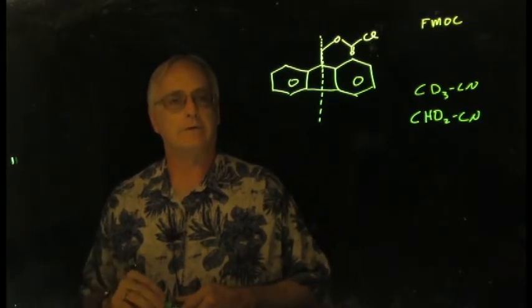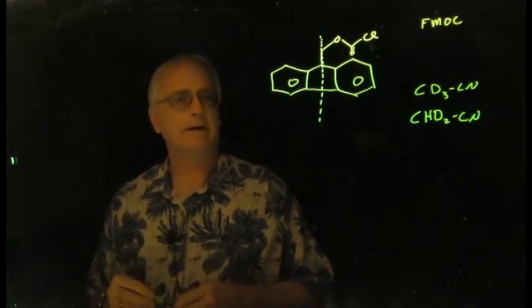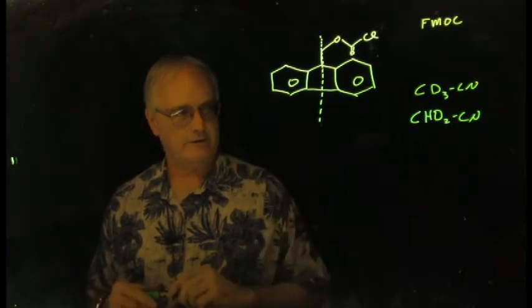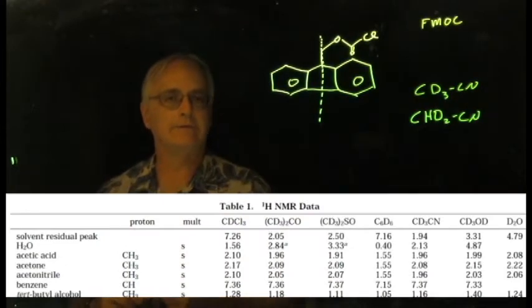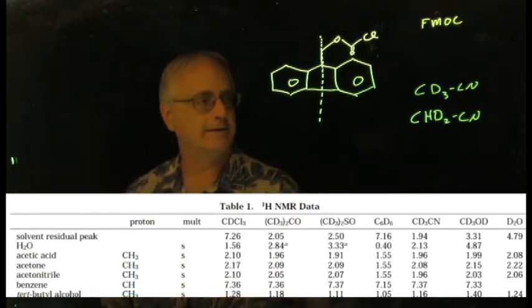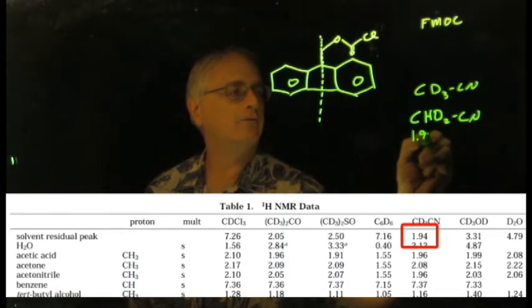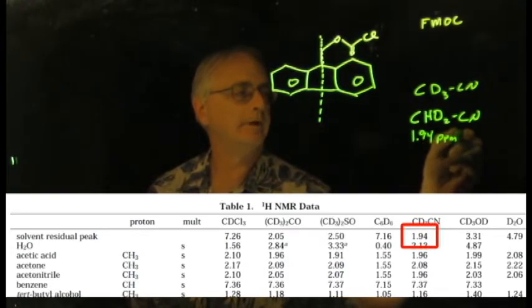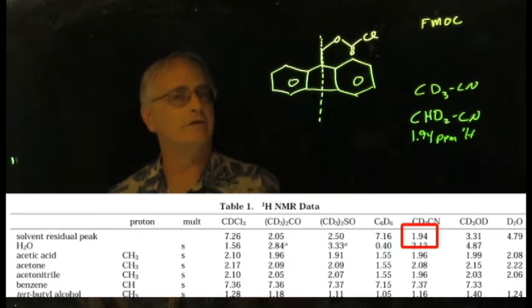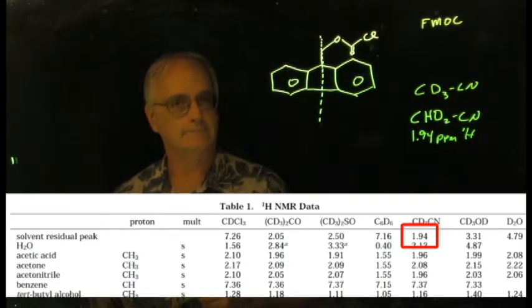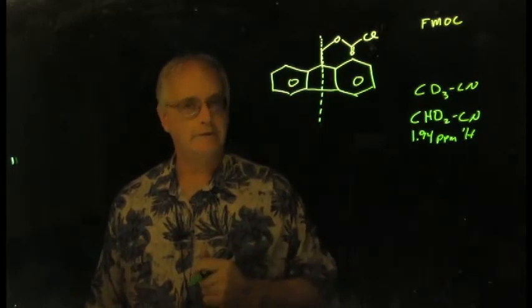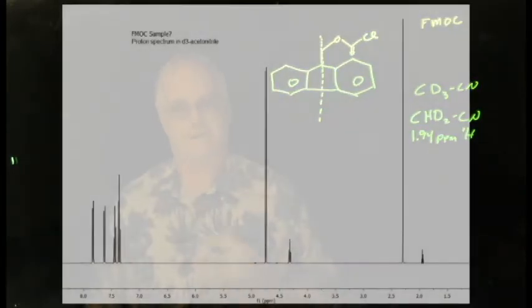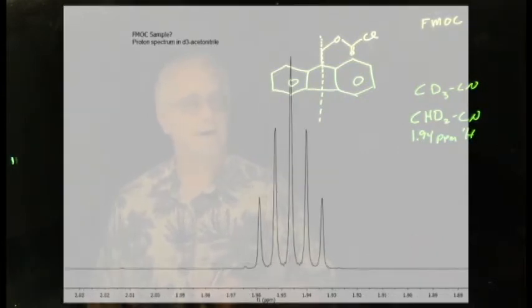For example, if we use the reference paper, it's going to tell us the residual solvent peak, this trace hydrogen sitting in our deuterated solvent, is going to show up in a proton spectrum at exactly 1.94 ppm. That is the residual solvent signal for deuterated acetonitrile. And if we look at the proton spectrum, we do see a peak at exactly that position. In fact, going close up on it, the thing is actually a glorious pentet.